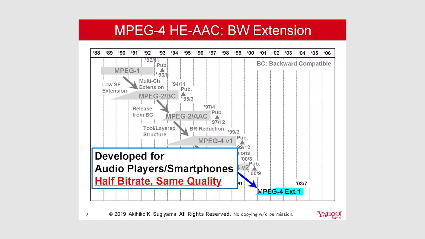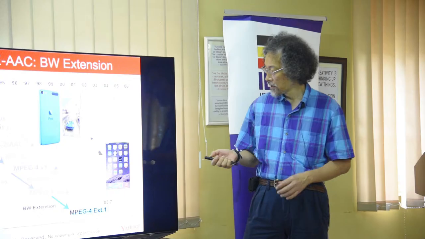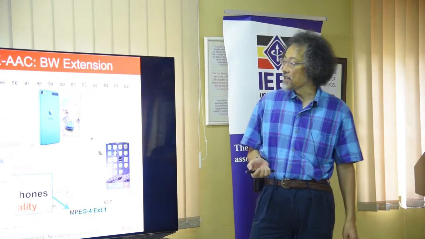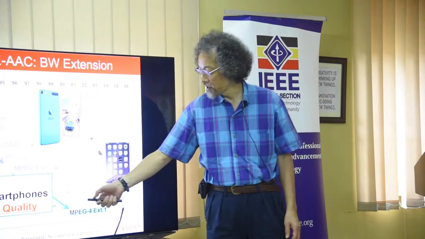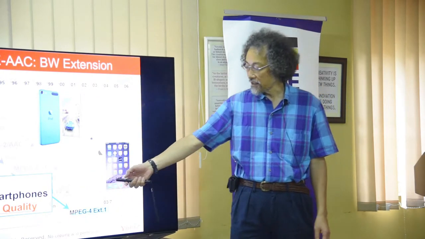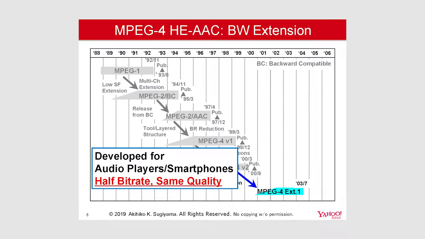And this is very useful and widely used in your smartphone handsets like iPhones and iPods, audio players in old days. Now audio players are just a part of smartphone functions. So that is MPEG-4 HE-AAC, developed for audio players and smartphones. The point is that the bit rate, or the final amount of data after compression, is half of MPEG-4 AAC. However, the quality is the same. So that's what you get by this new standard.